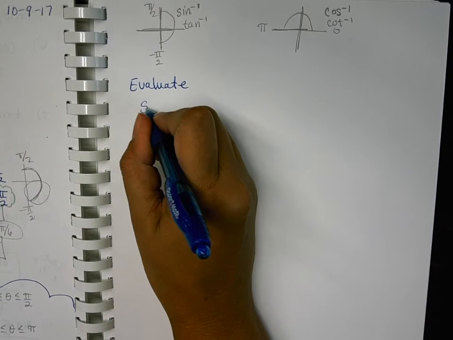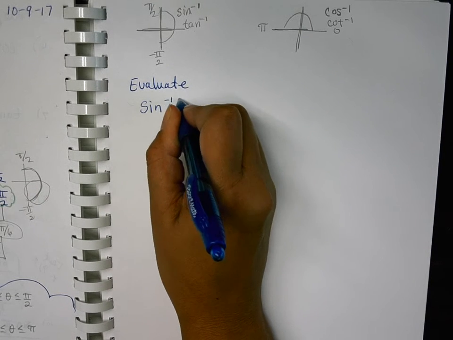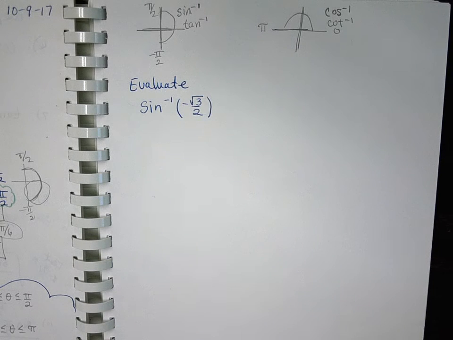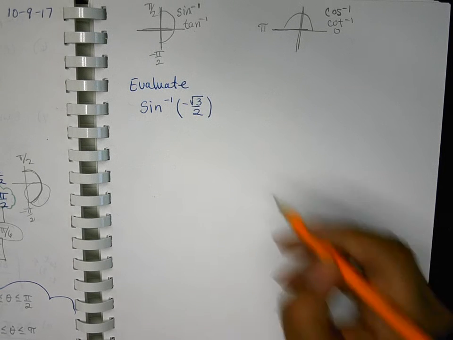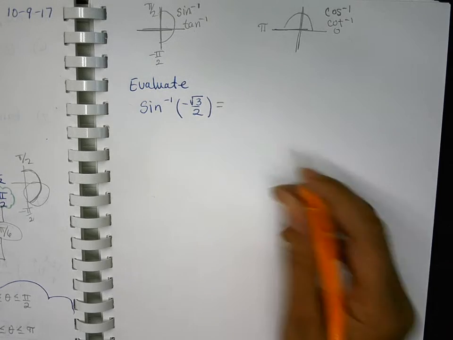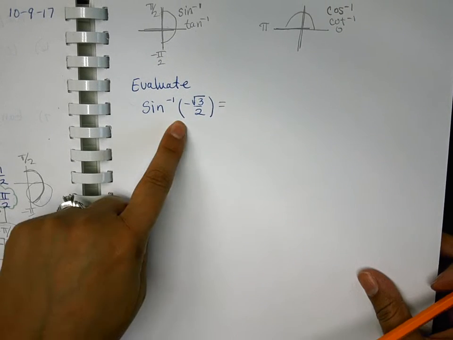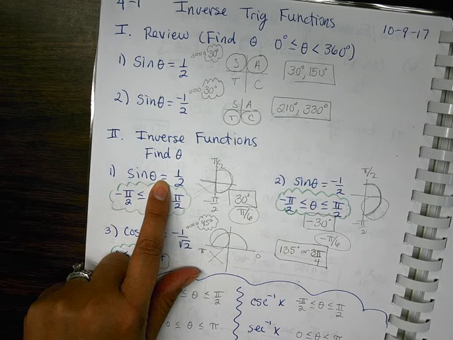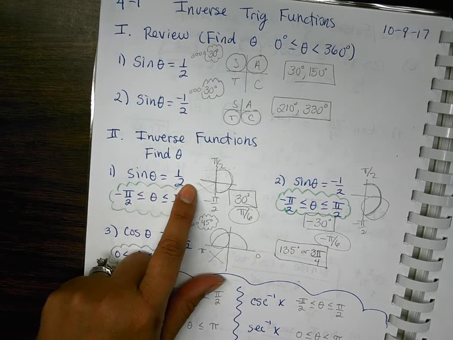Okay, inverse sine of negative root 3 over 2. All right, now this is where it just messes kids up. I'm going to put an equal sign. Do you see the difference from the way I wrote it here and the way I wrote it here? Yeah. Here I put sine of theta equals. Now, we've not seen it like this.